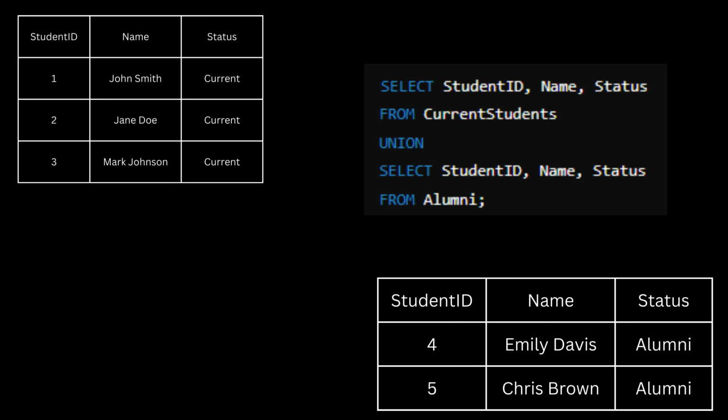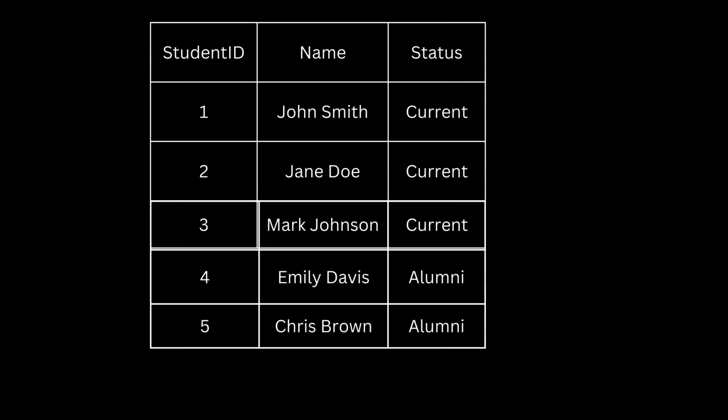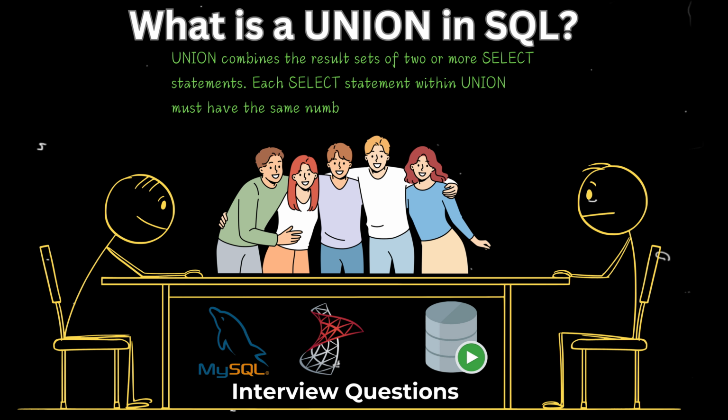What is a union in SQL? Union combines the result sets of two or more select statements. Each select statement within union must have the same number of columns in the result sets. If you have two lists, one of current students and one of alumni, a union will combine both lists into a single list of all students, both current and past. What is a union all?